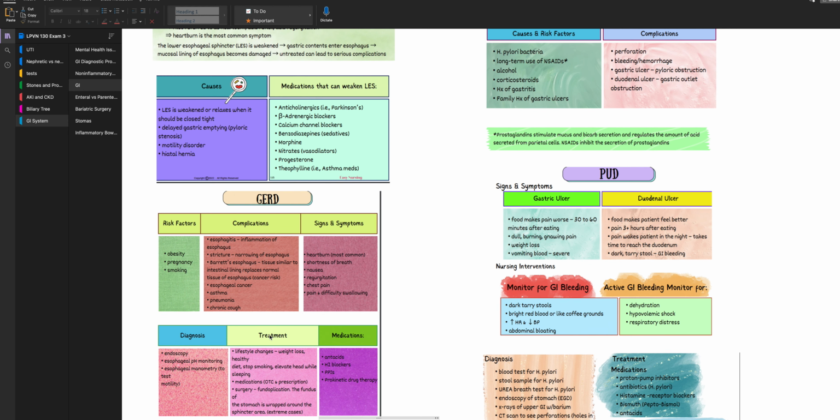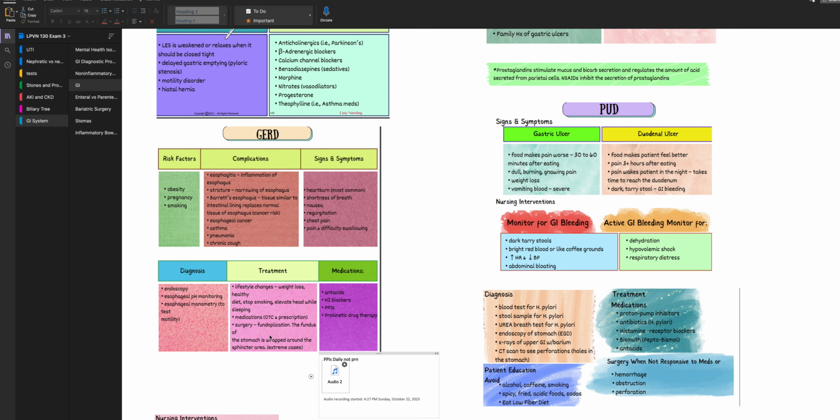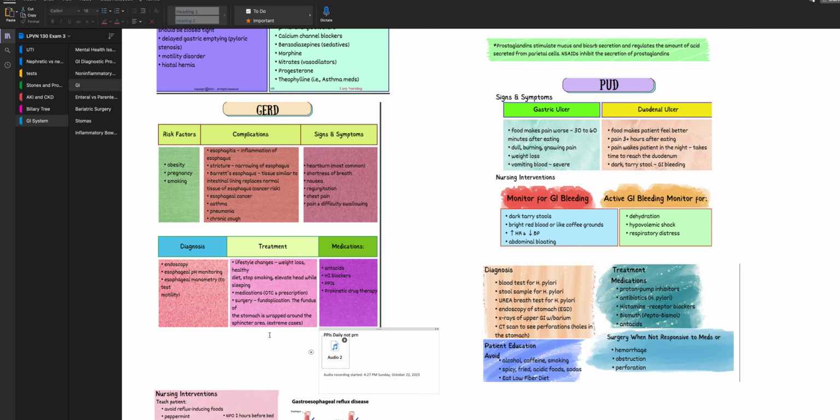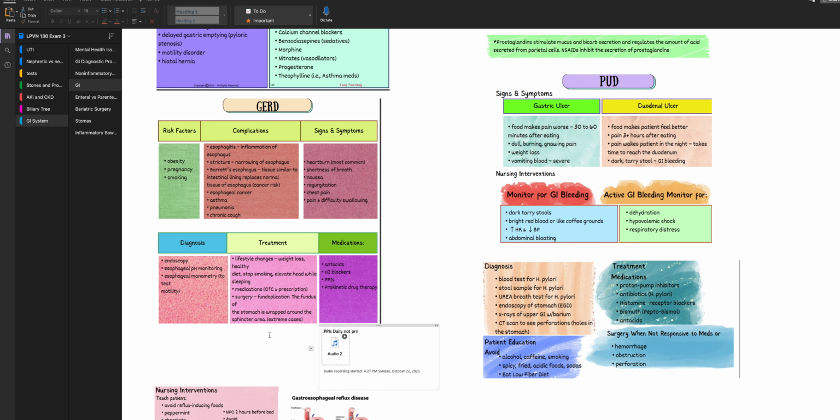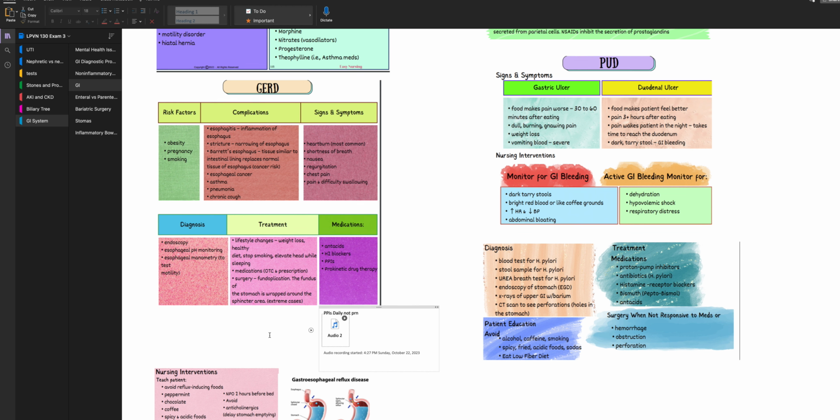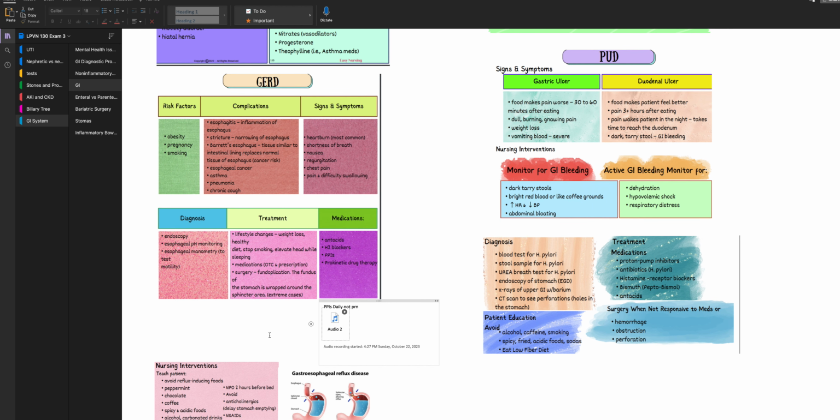I talked about fecal occult blood testing before. And basically, it's the same education. Avoid alcohol, caffeine, smoking, fried food, spicy food, sodas, and eat a low fiber diet.